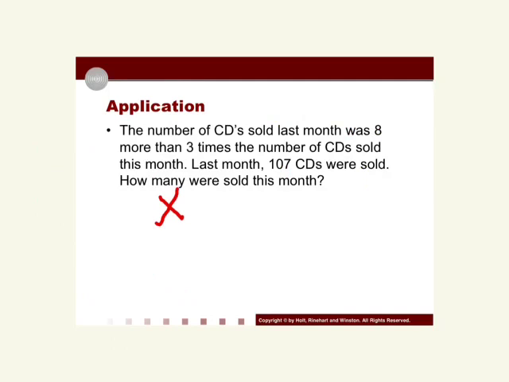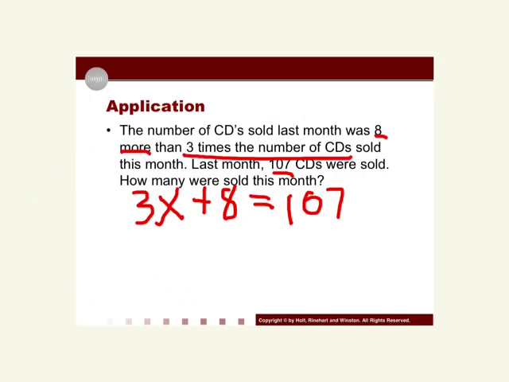So then if we look back, it says 3 times the number of CDs. So we're going to do 3x. Now it says 8 more. So we know that more equals addition. And then how do we know what our equation equals? Last month we know there's 107 CDs sold. So that's what we're going to set our equation equal to.